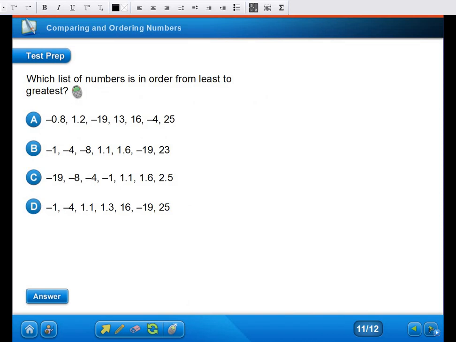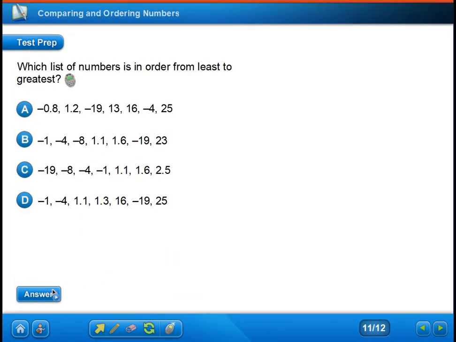All right, so I want you to go ahead and take a look at this one, and I want you to try it on your own. When you come back, we'll check your answer. All right, if you got an answer of C, you would be correct.